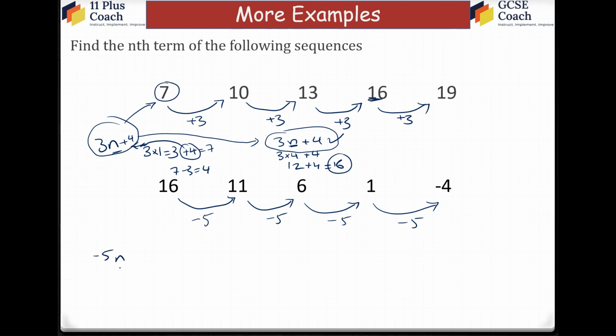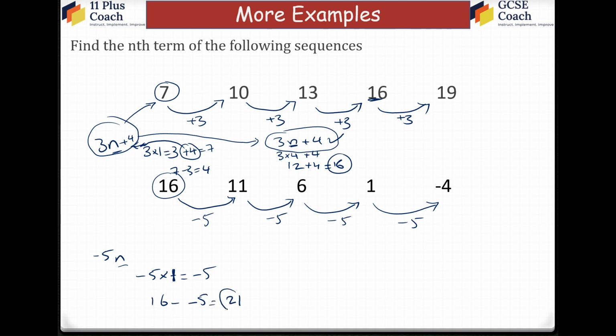So now I replace n with 1 always to see what the first term is. So minus 5 times 1 gives me negative 5. But my first term is 16. So what's the difference? Remember, you do 16 take away minus 5 to find the difference. So just to work it out on the side, 16 take away negative 5. So be careful when you have negatives. It will become positive 21.